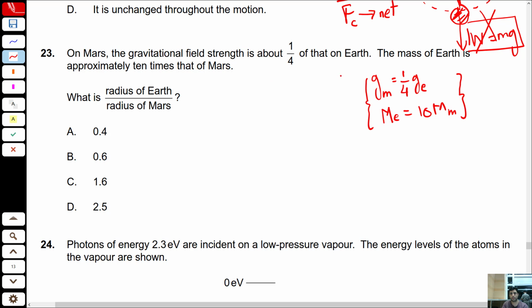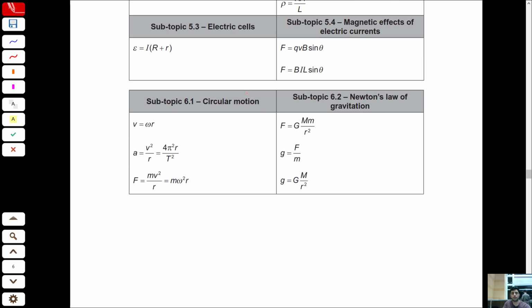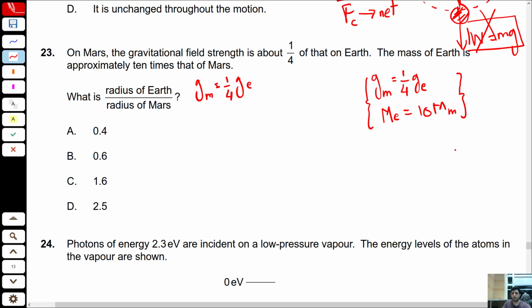Now we will use the first equation. We will say the gravitational field strength of Mars is 1/4 of the gravitational field strength of the Earth. If we go back to our data booklet, we can see that the formula for gravitational field strength is GM over r squared. So gravitational field strength, which is a vector quantity, is GM over r squared. Let's sub it here. So it's going to be GM over r squared equals 1/4 GM over r squared.